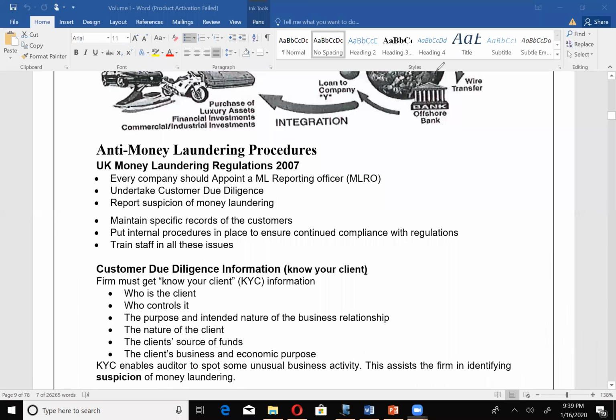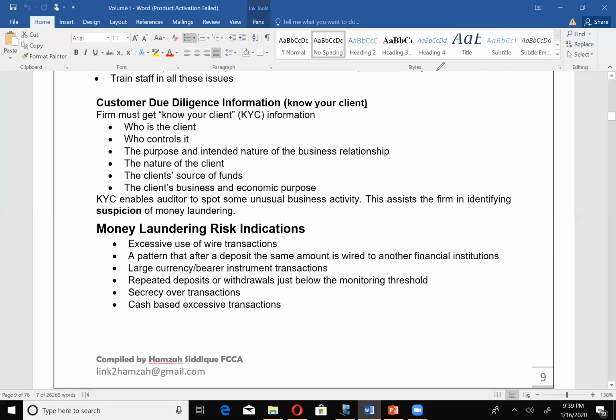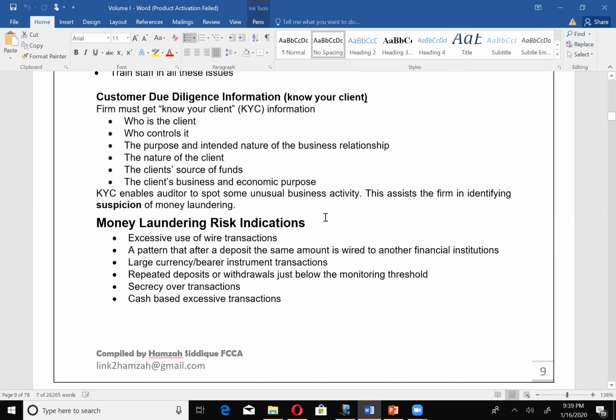Now, the next is money laundering risk indicators. These are basically symptoms. If they are present, it means the company may be involved in money laundering. So, students, first of all, I have written here cash-based excessive transactions: the company is doing transactions in cash, not through the banking channel at all.